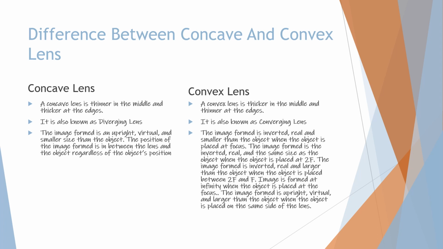For a concave lens, the image formed is upright, virtual and smaller in size than the object. The position of the image formed is between the lens and the object regardless of the object's position.